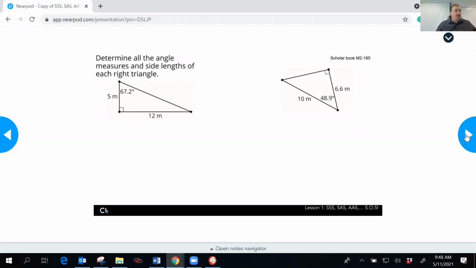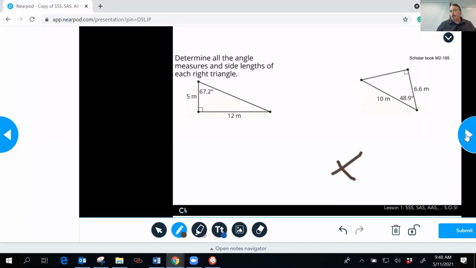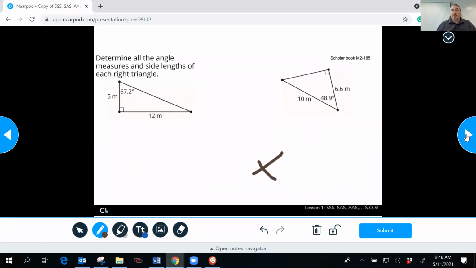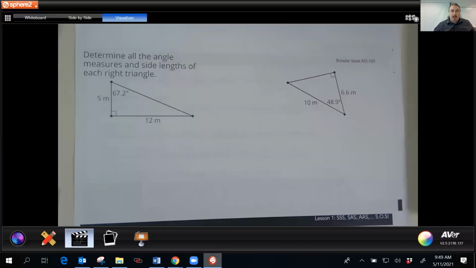The next slide in Neuropod deals with these two triangles. The first triangle is the one we were just on. See if you can apply the Pythagorean theorem to both of these triangles. I'm going to give you a little bit of time to do that, so pause this video. We'll come back and work these problems out. All right, welcome back. Let's go into the DocCam. The DocCam is going to be a little laggy. It usually is, but bear with me.